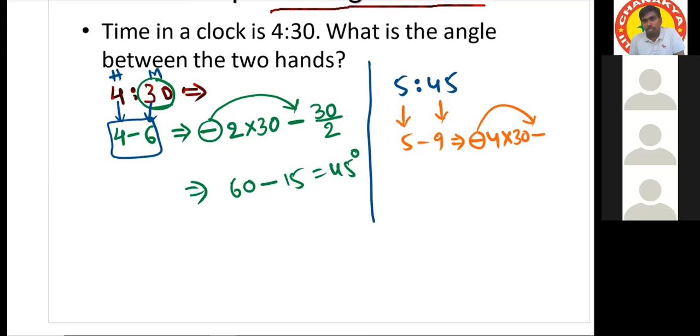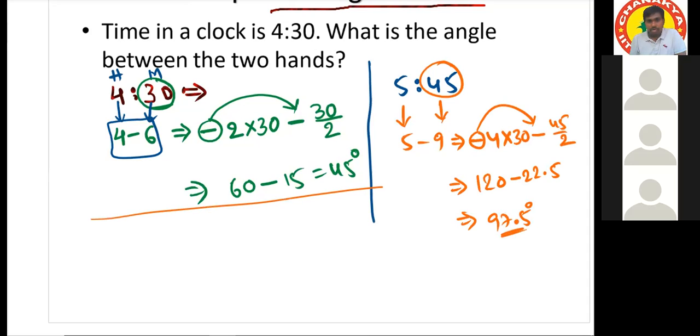And how much we have to do minus? This minutes by 2, 45 by 2. 4 into 30 is how much? 120. 120 minus 45 by 2, which is 22.5. So the answer is 97.5 degrees. Got it?